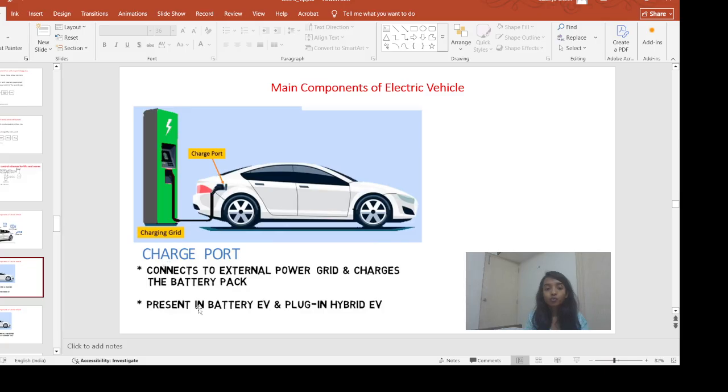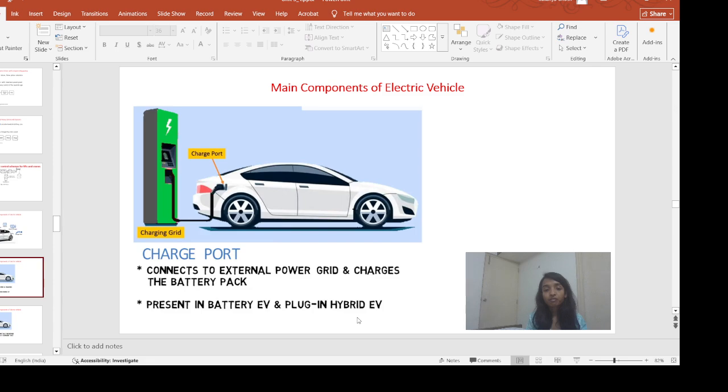And this charge port is present both in battery EV, that means battery electric vehicle, and plug-in hybrid electric vehicle. What happens in battery electric vehicle? For example, like we are discussing the electric car, right? So when the electric car runs entirely depending upon the electricity stored in the battery, okay, it doesn't have any concept of fuel tank or traditional gasoline engine. That is called the battery electric vehicle.